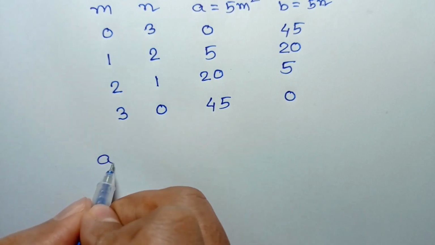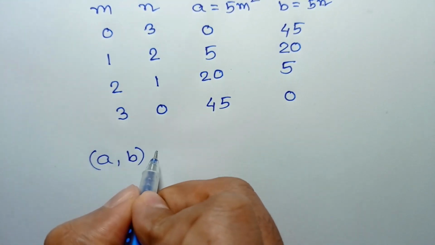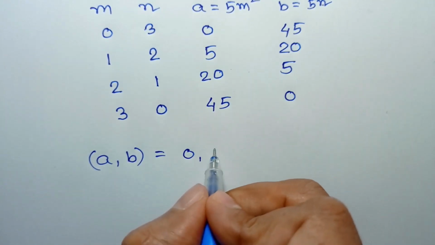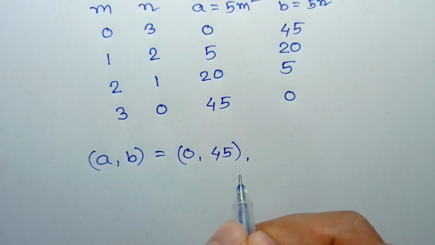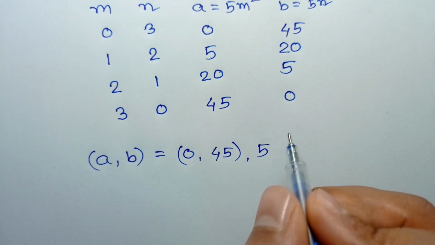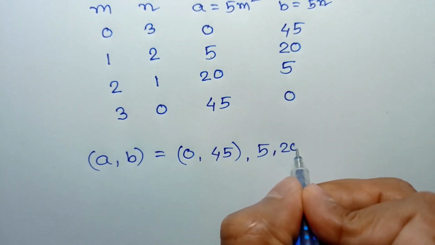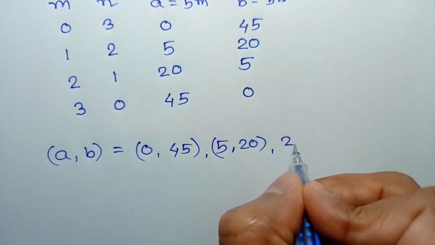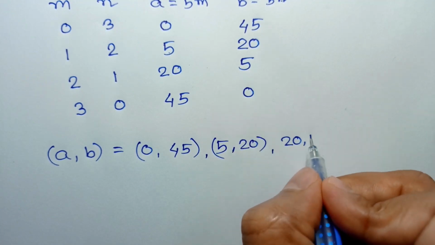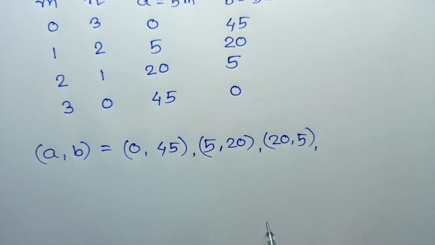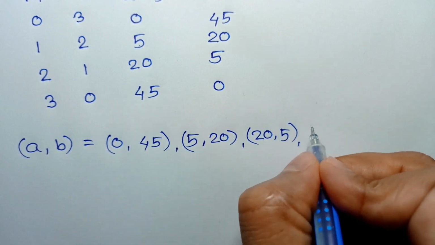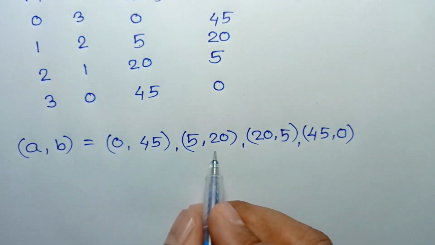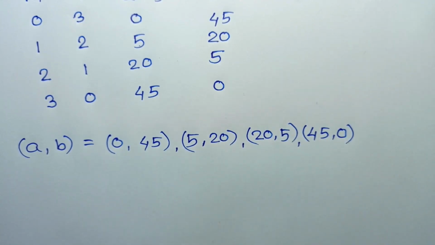So the values of a and b will be: when a is equal to 0, then b is equal to 45, and when a is equal to 5, then b is equal to 20, and when a is equal to 20, then b is equal to 5, and when a is equal to 45, then b is equal to 0. So these are the solutions of this equation.